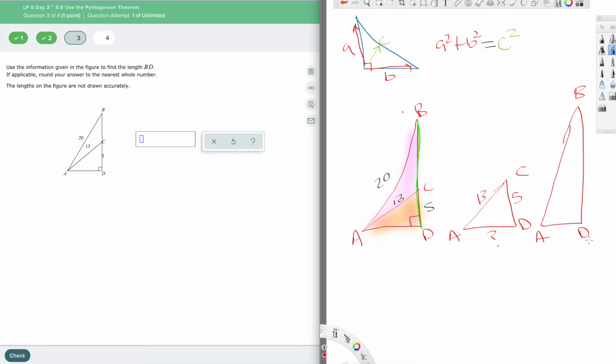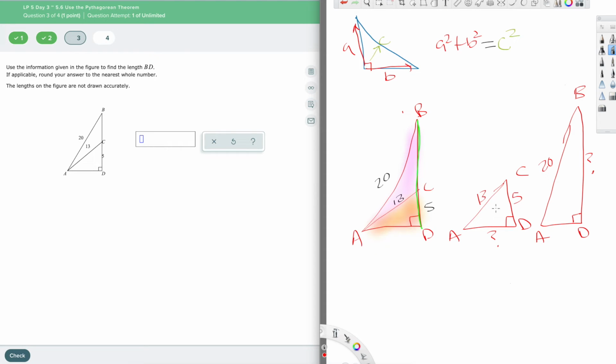Well, once I know the bottom of the triangle, I can fill it in on this one too, and I already know that this one's 20. So I'll have two pieces filled in here as well, and these are both 90 degrees. So then I can fill in BD, which is what I'm looking for. So it's expecting us to use Pythagorean Theorem more than once here.